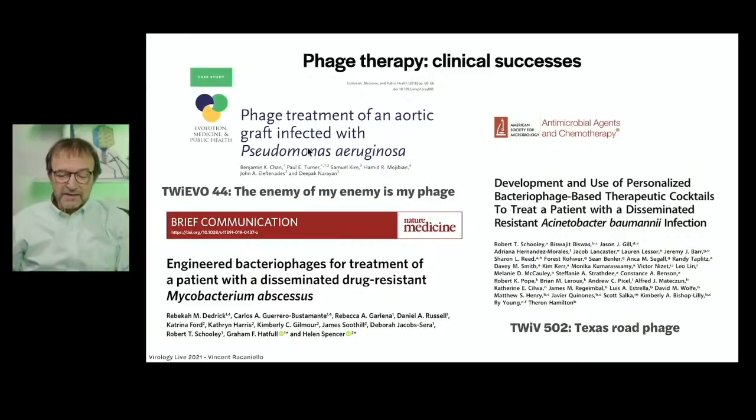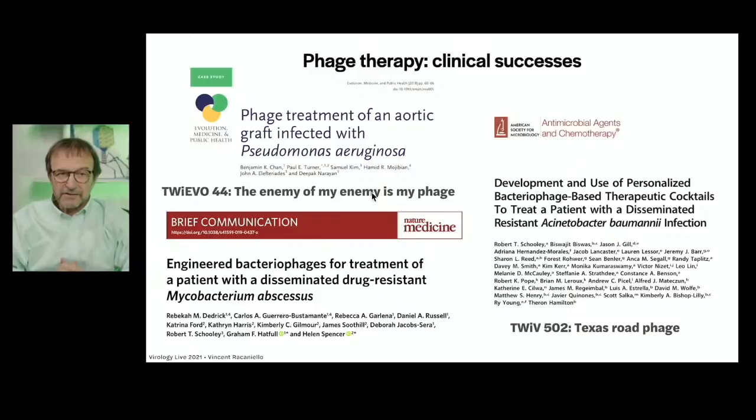So the first one, phage treatment of an aortic graft infected with Pseudomonas aeruginosa. So this was in a patient, and here we have Paul Turner on the paper. And someone asked earlier in this course if I ever met him. And in fact, we did a TWEVO with him, with Nels, and that's TWEVO 44, the enemy of my enemy is my phage. So Paul talked about this story.